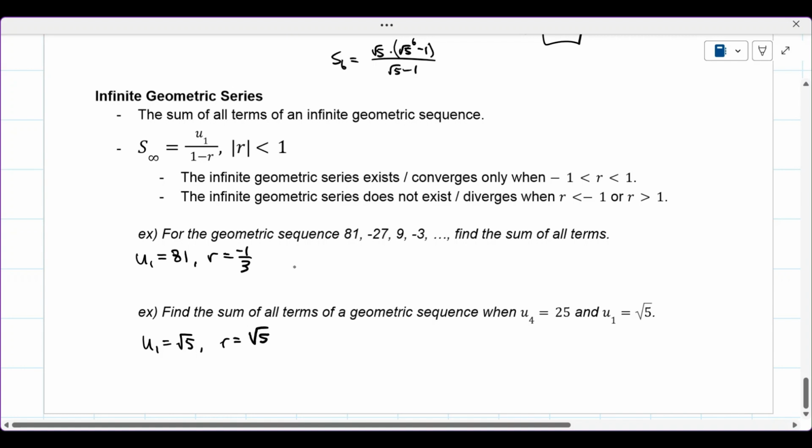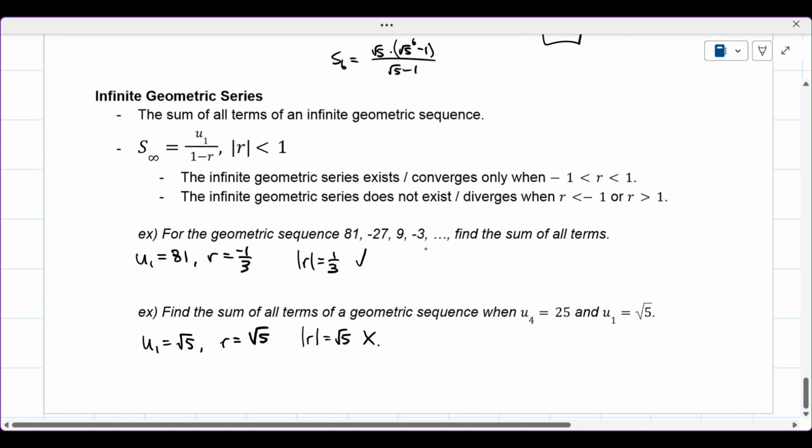So the first one, the absolute value of r is positive 1 over 3. And positive 1 over 3 is definitely less than 1. So it means that we can use the formula. We're allowed to use the formula here. What about the second one? The absolute value of r is equal to square root of 5. Square root of 5 is greater than 1. So are we allowed to use the formula? No. We're not going to use the formula here.